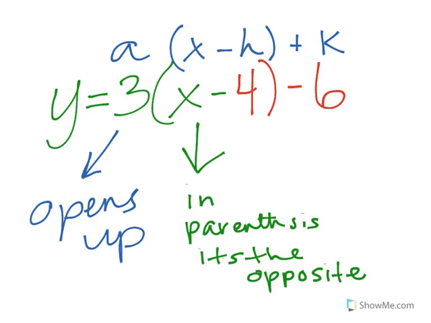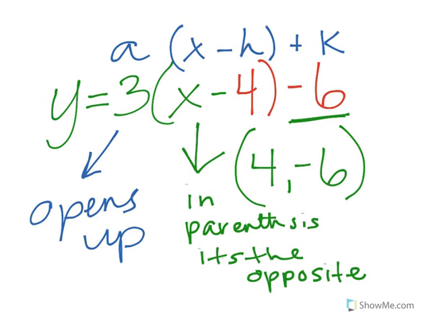Then negative 6 is going to be the y of my vertex, because this tells me the y. And it's not the opposite for k. If it says negative 6, it's actually negative 6. It's only the opposite inside the parentheses. So that gives you your vertex. The a tells you if it opens up or down, and this is also stretched because it's greater than 1. So we could put stretched.